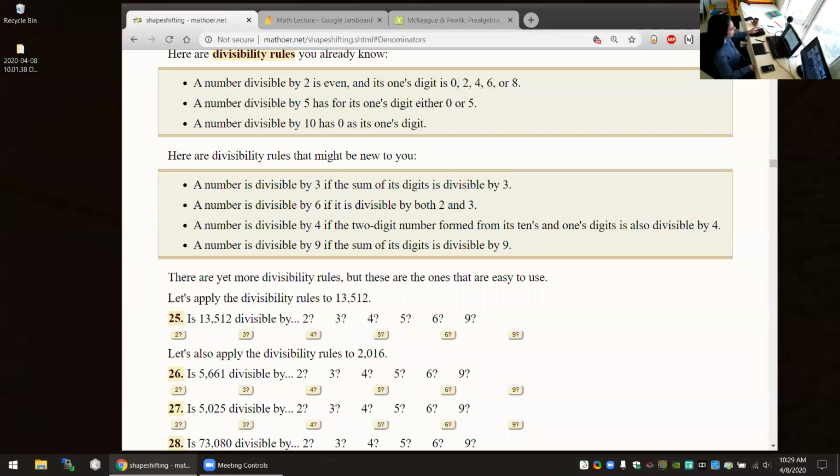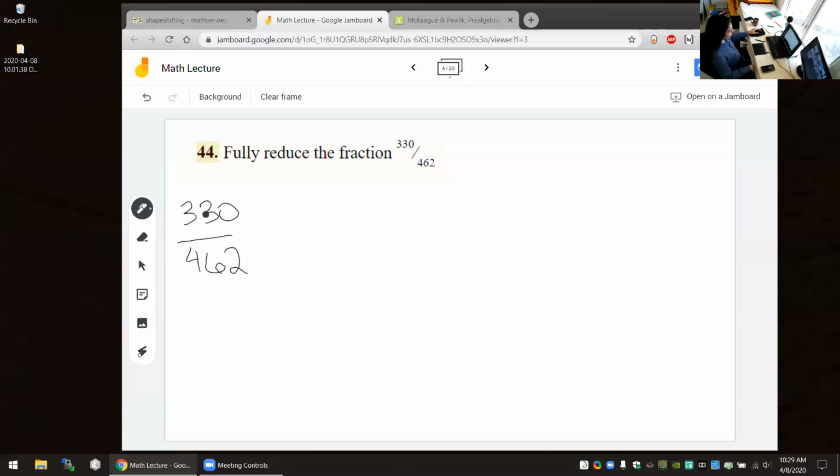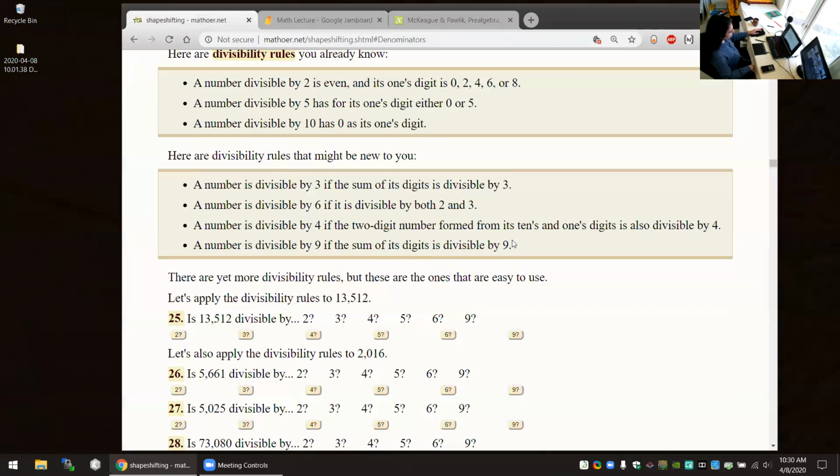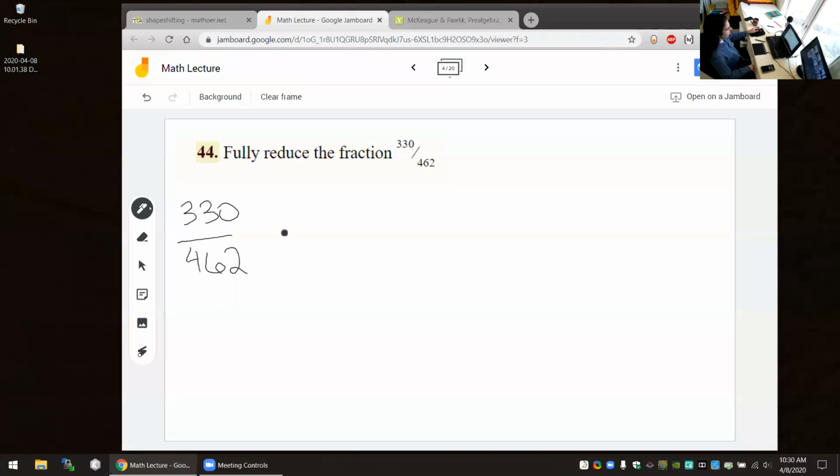The number is divisible by 3 if the sum of its digits is divisible by 3. Remember that one? So when I look at these numbers, 3 and 3 is 6. So yes, 3 goes into that. 4 and 6 and 2 is 12. Yes, 3 goes into that. There was a similar rule of if 9 goes into the sum of digits, we could do 9, but 9 doesn't go into 6 or 12, so it doesn't work in this case.